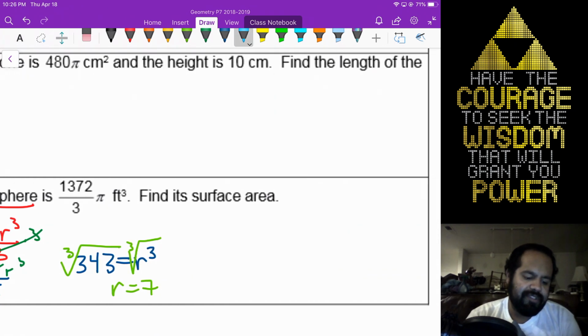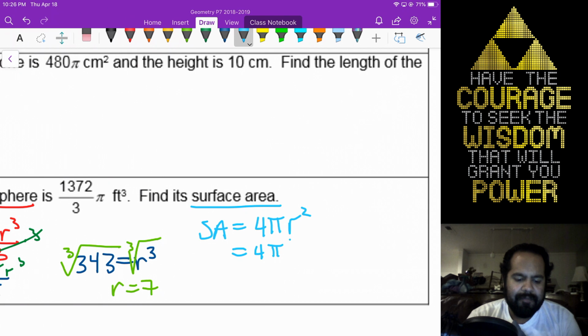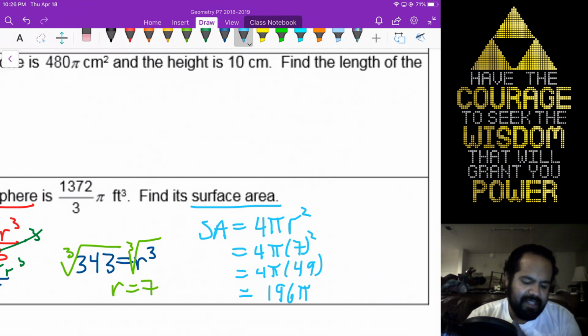Now, since we're looking for surface area, we just plug our radius into the surface area. Surface area of a sphere is 4 pi r squared, which is just going to be 4 pi times 7 squared. So that's 196 pi, and then feet squared. So there's your first one, Eob. That was your number 13.